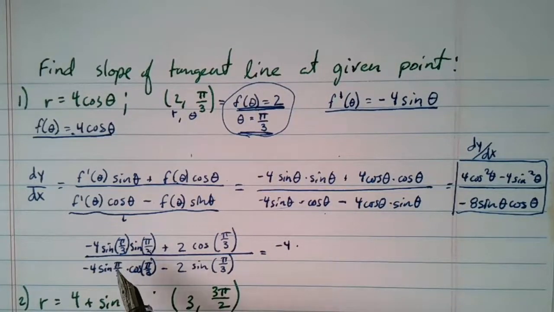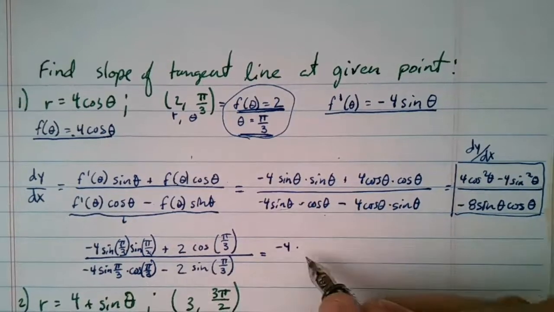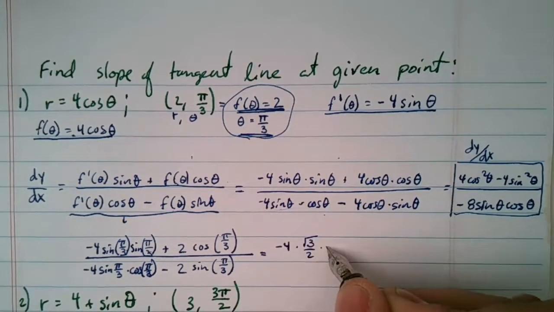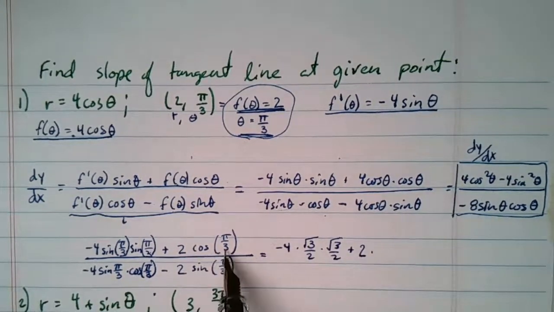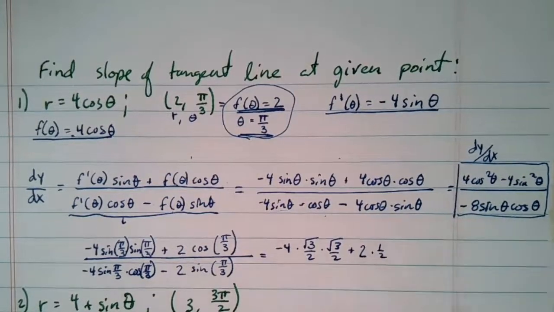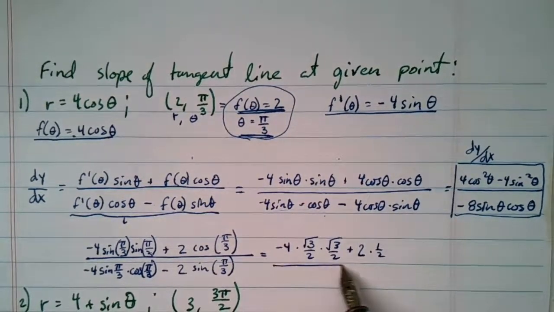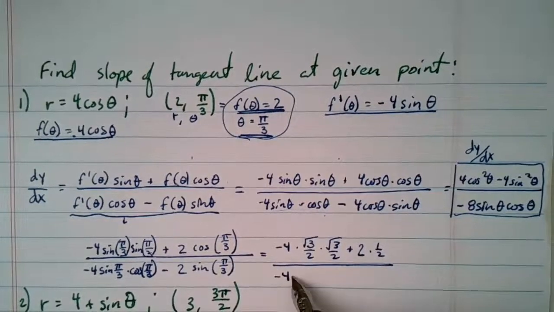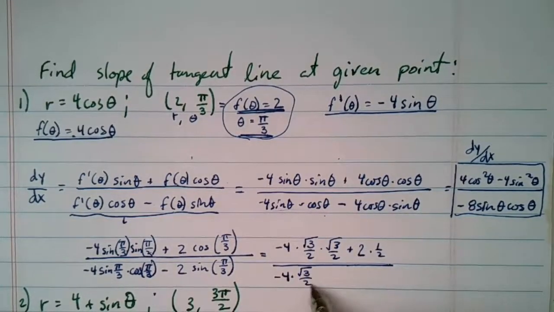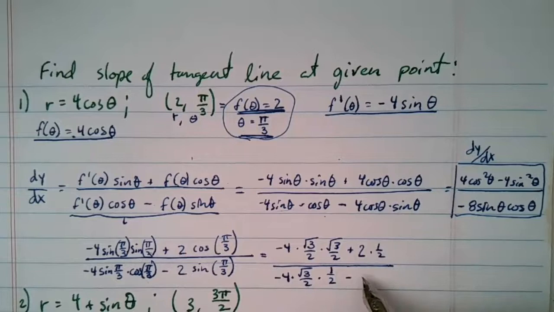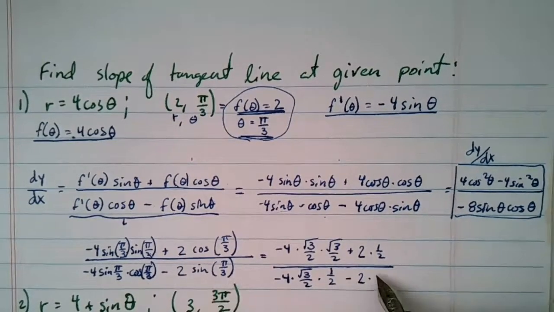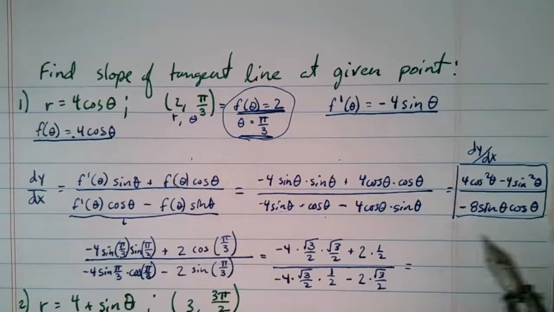And I'm a degree person, so when I think of pi by 3, my brain says the sine of 60 degrees. The sine of 60 degrees is root 3 by 2. So I'm going to get root 3 by 2, root 3 by 2, plus 2 times, and cosine of pi by 3 will be 1/2. Okay, so that'll be 1/2 over negative 4 times, and I get root 3 by 2, and then here cosine of pi by 3 is 1/2, and then minus 2 times the sine of pi by 3, which is root 3 by 2. So a lot of this is going to simplify.